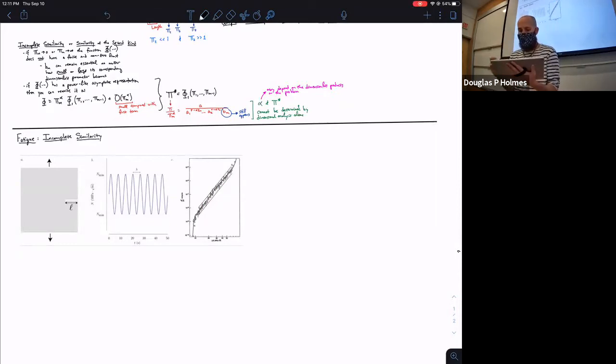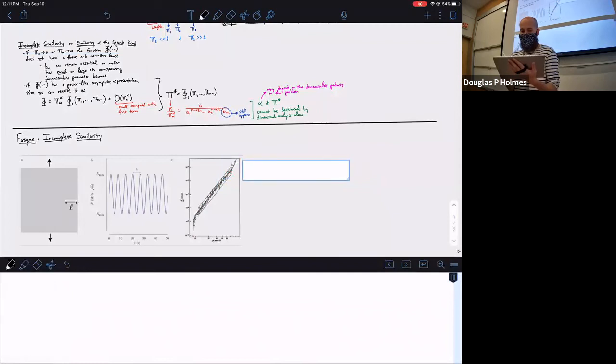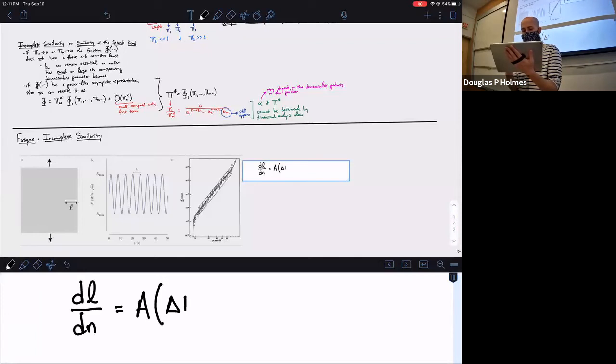experimental mechanicians found an empirical scaling law, which is that the change in crack length averaged over each cycle was found to scale as two constants. One constant is capital A times our delta N, which is the difference in applied stress intensity factor raised to some power M.